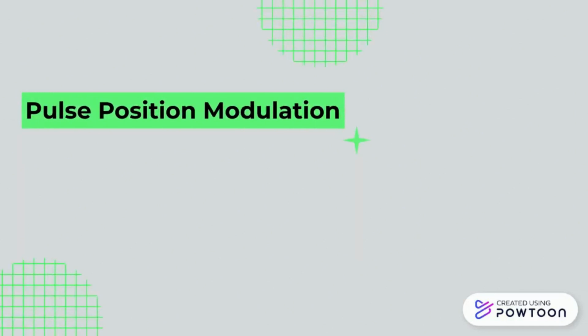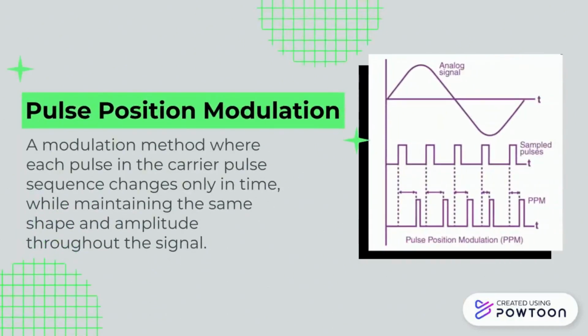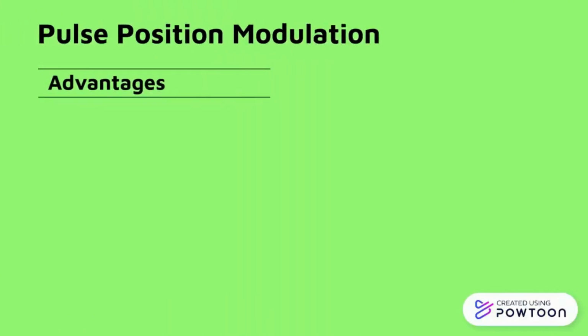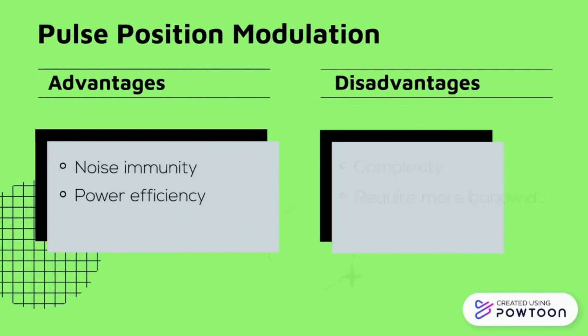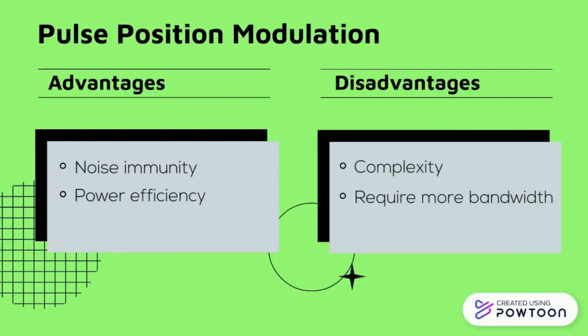Next, we'll be talking about pulse position modulation, which is a modulation method where each pulse in the carrier pulse sequence changes only in time, while maintaining the same shape and amplitude throughout the signal. Moving on, we'll be talking about the advantages and disadvantages of pulse position modulation, or PPM.